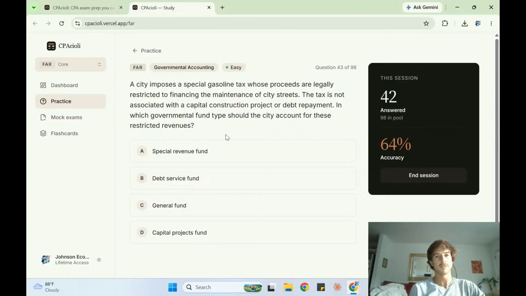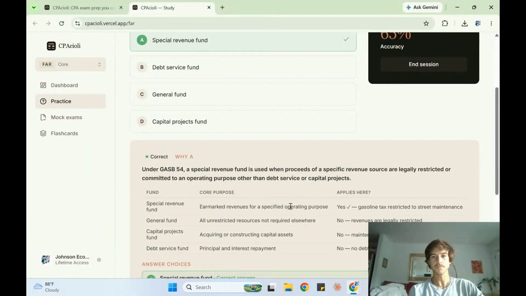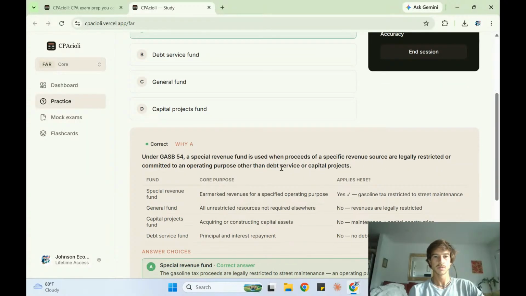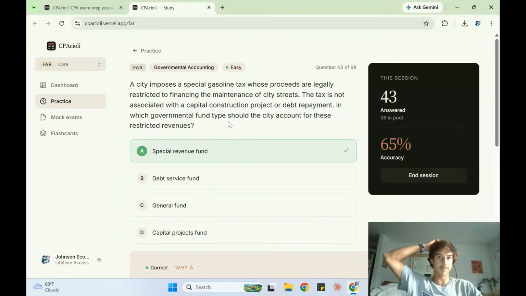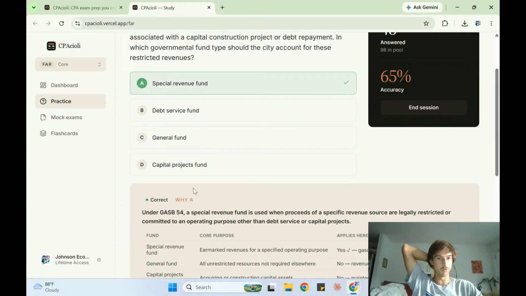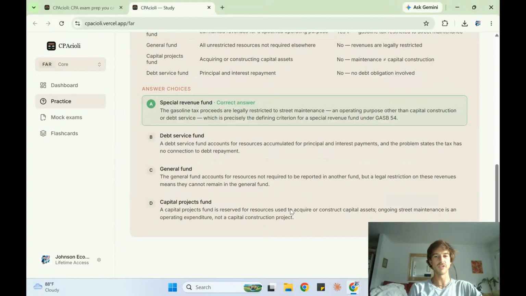All right. Special gasoline tax. The tax is not associated with capital or debt repayment, but it's a special tax. So it's not the general fund, because it's a special tax. So it would be the special revenue fund. Obviously, if it said it was for capital or debt, then it would be whichever one it says. But since it wasn't those, but it's still special, it goes in the special revenue fund.